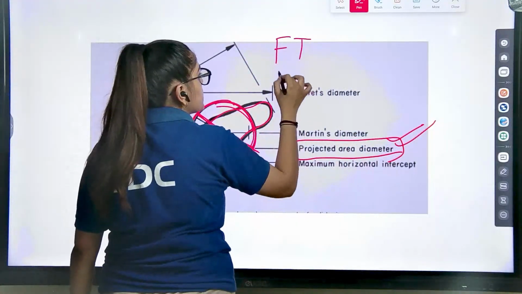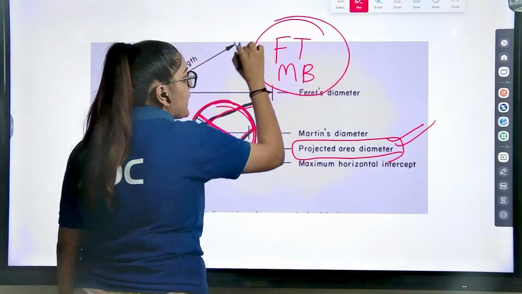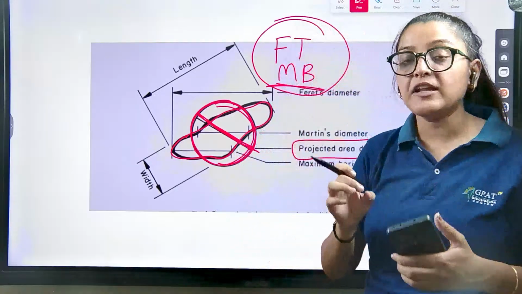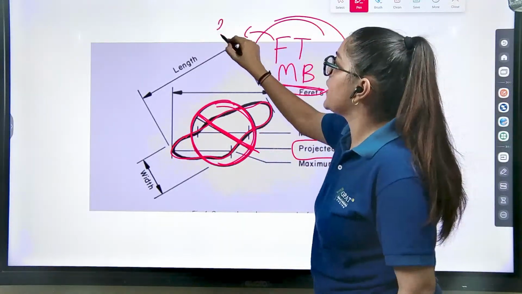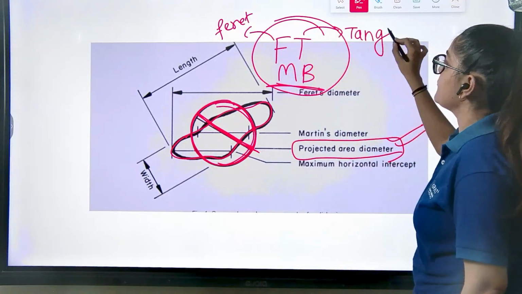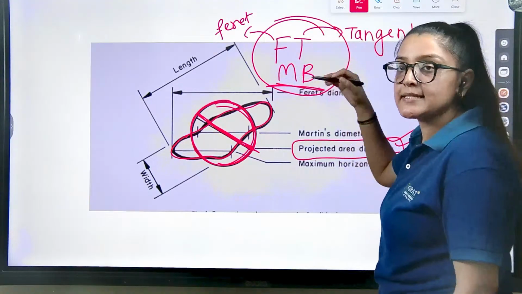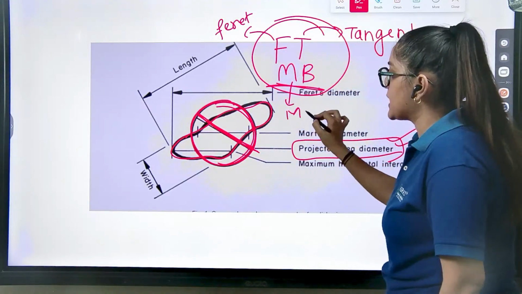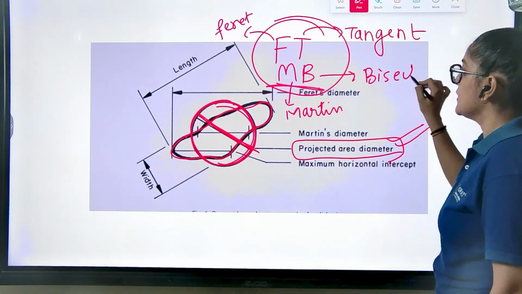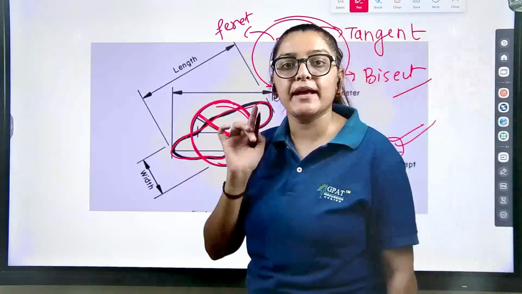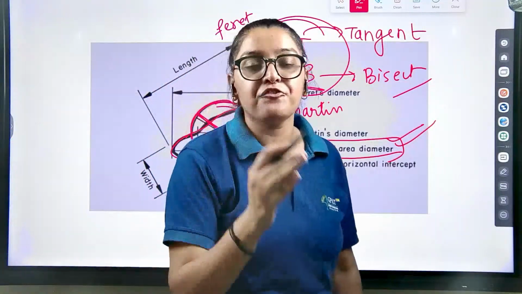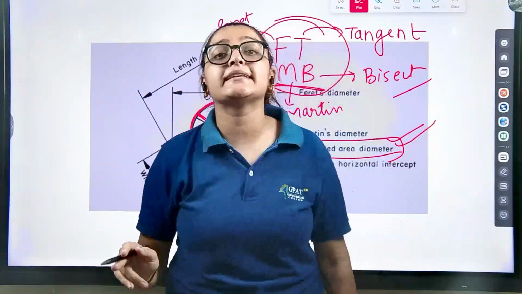Just remember two words: FT, MB. FT, MB. You already know about MB, GB, TB, right? So FT, MB means F says Feret, T says tangent. M says Martin, B says bisect. FTMB, FTMB. Just revise it one or two times. It is done. Feret's tangent. Martin's bisecting the line.